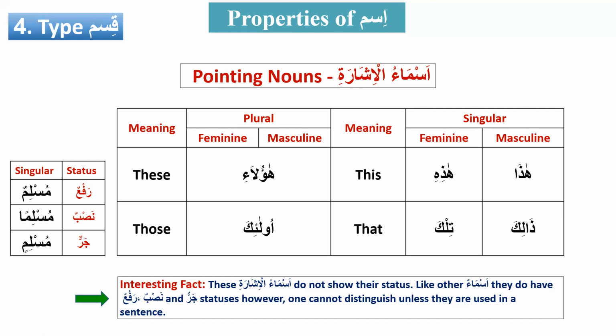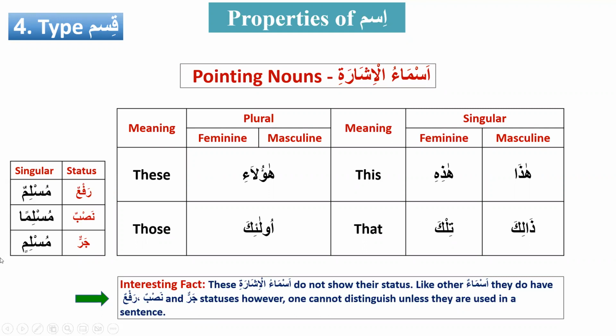So it becomes very difficult to distinguish. It becomes difficult to tell, is it rafa, is it nasab, or is it jar? Because just by looking at the word, you cannot tell. So how do you tell the status? You look at what is before or after them. In case of a pointing noun, you will see what is after it. And there will be indications around the word to tell you what is the status. Is it rafa, nasab, or jar?